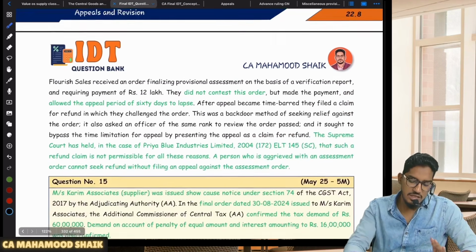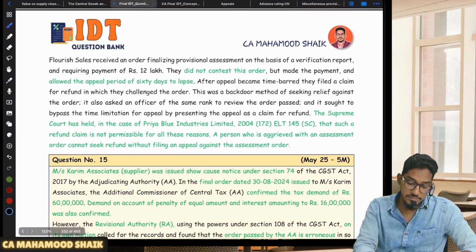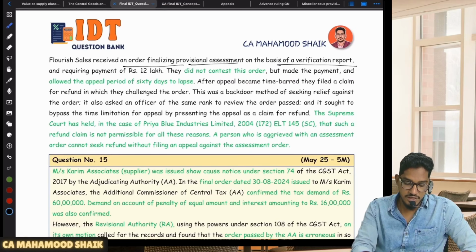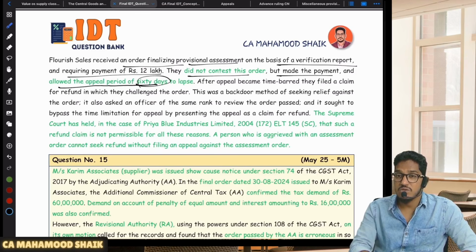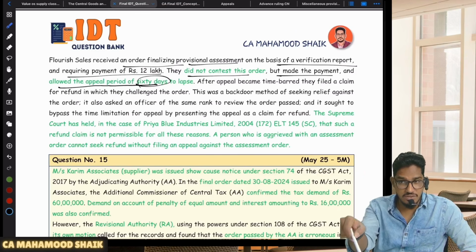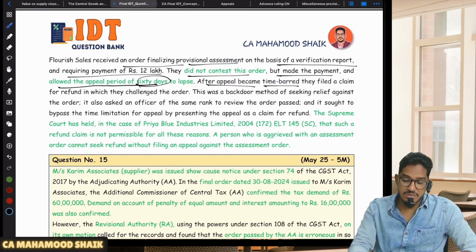But even if you read the answer, some things will change here. I will tell you why. Flourish Sales received an order finalizing provisional assessment on the basis of a verification report and requiring payment of 12 lakhs. They did not contest this order. They did not challenge it, but made the payment and allowed the appeal period of 60 days to lapse. Sir, what is the 60 days? We have 3 months. No, I told you, under customs, we have 60 days of appeal period. After the appeal became time barred, they filed a claim for refund in which they challenged the order. So through refund, can I challenge the order? No. This was a backdoor method of seeking relief against the order.